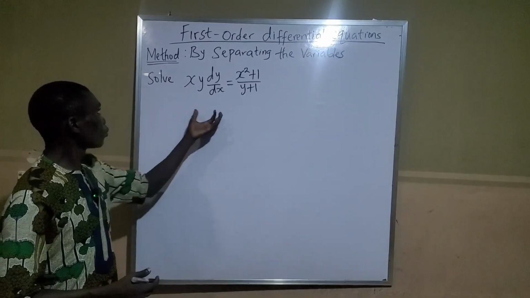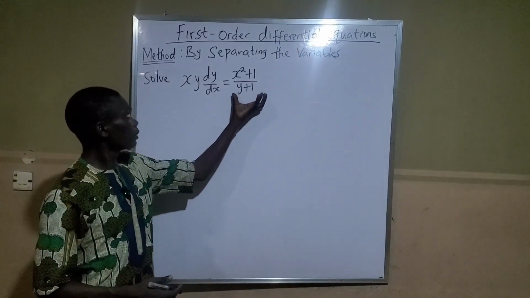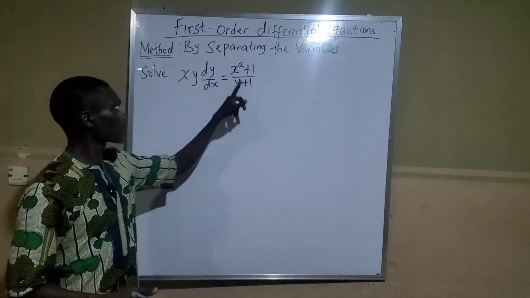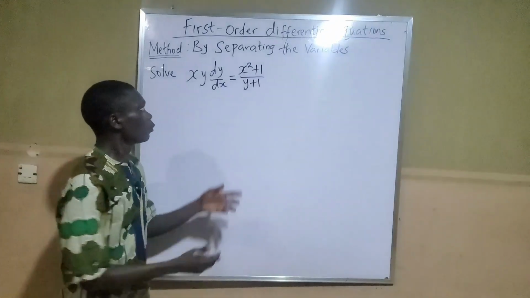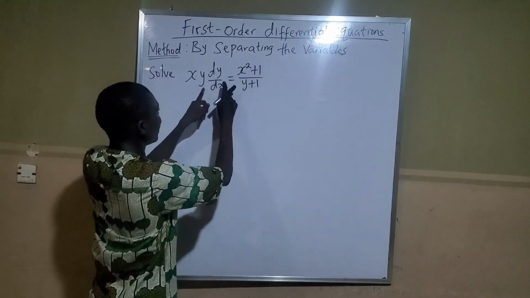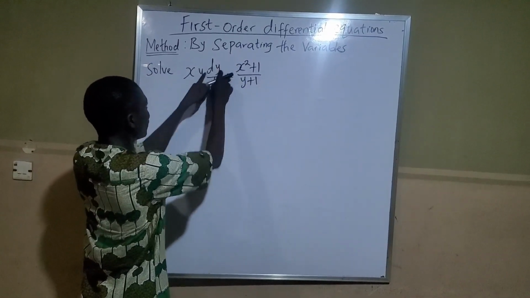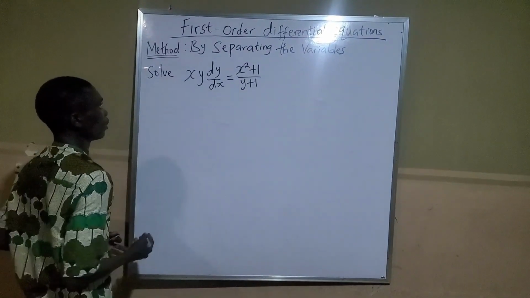Okay, now you can see that we have different variables there. We have variable of x and we have variable of y. So that is why we have to separate these variables such that we bring the variable of x to where there is the x and the variable of y to where there is the y. Okay, so let's solve this problem.